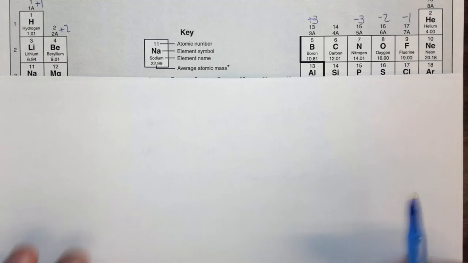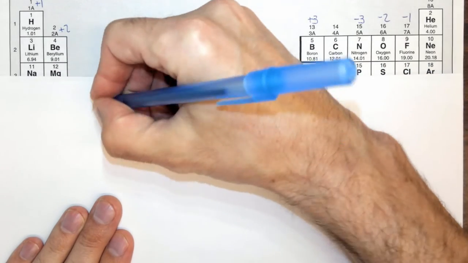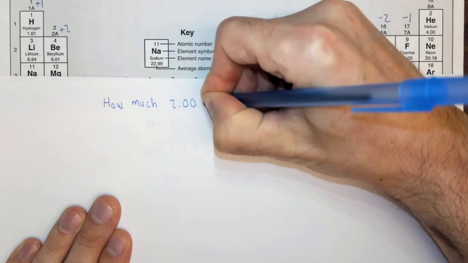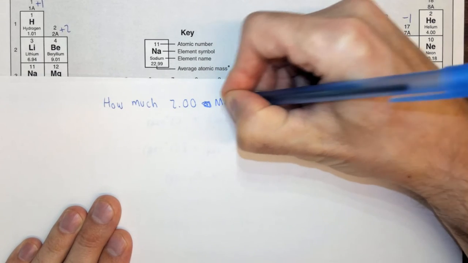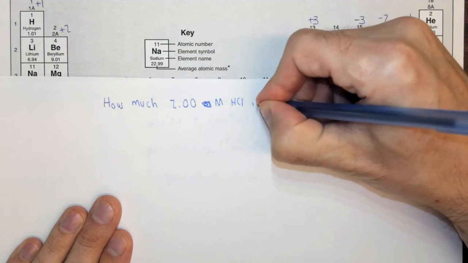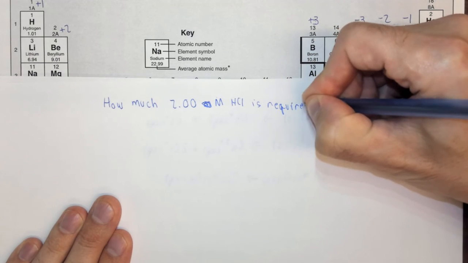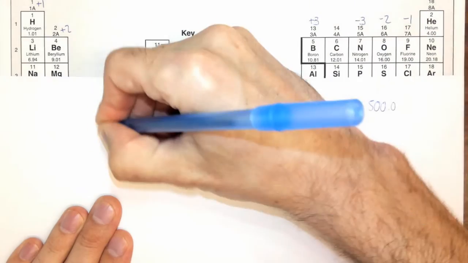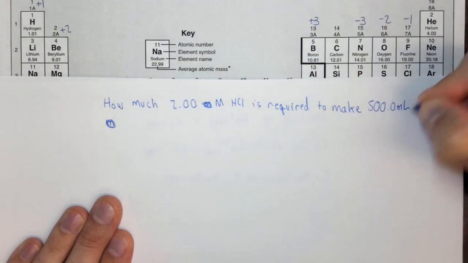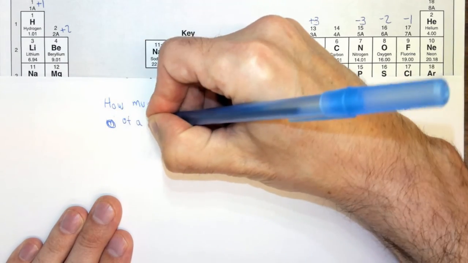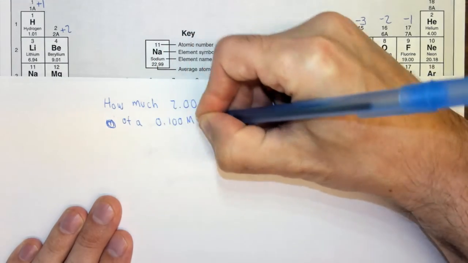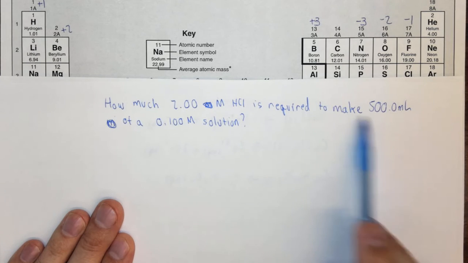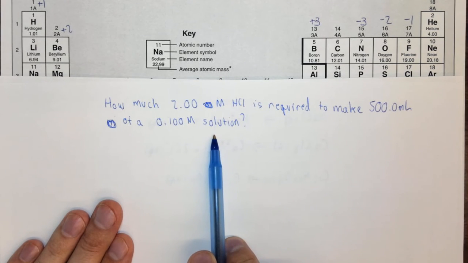And again, I'm going to switch back over to the lecture notes. So it says, how much 2.00 molar HCl is required to make 500 milliliters of a 0.100 molar solution? So how much 2 molar HCl is required to make 500 milliliters of a 0.1 molar solution?